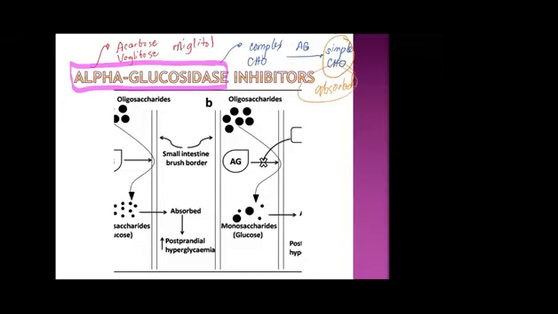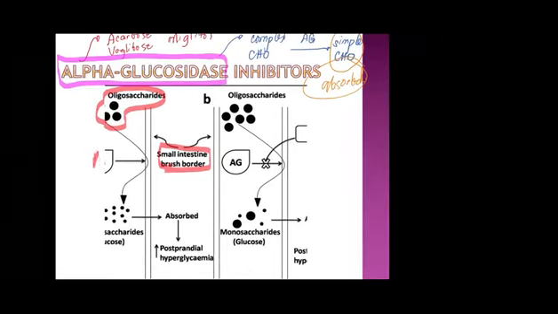So for example, in the figure, for instance, in the small intestine, we have the oligosaccharides that came from the diet. Oligosaccharides are quite complex that cannot be absorbed by the body. Thanks to the alpha-glucosidase enzyme, these oligosaccharides could be simplified into glucose or monosaccharides.